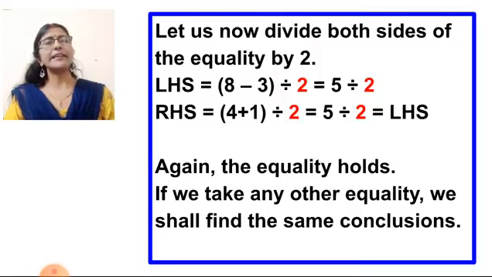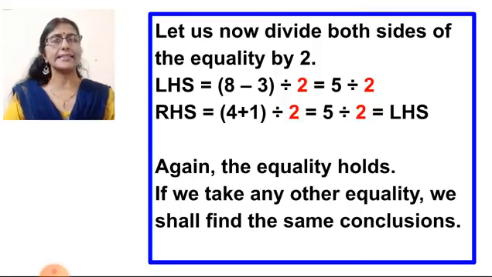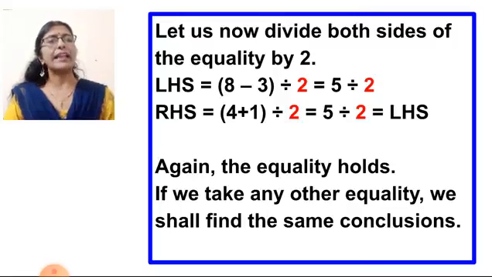So LHS will be 8 minus 3 divided by 2. So LHS will become 5 divided by 2. And 5 divided by 2 can also be written as 5 upon 2. Now let us see RHS. RHS is 4 plus 1. So 4 plus 1 will be divided by 2. And 4 plus 1 is 5. 5 divided by 2 will be again 5 upon 2. And that is equal to LHS. Again the equality holds.